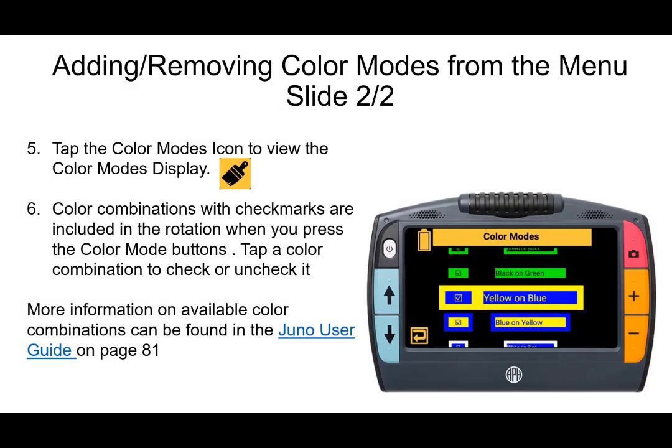Color combinations with the check marks on the screen are included in the rotation when you press those color mode buttons, those actual physical buttons on your Juno that are sort of that blue in color. Tap a color combination to check or uncheck the box. More information is available in the Juno user guide on page 81.